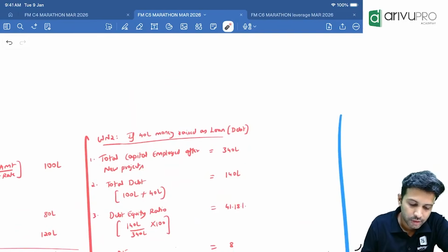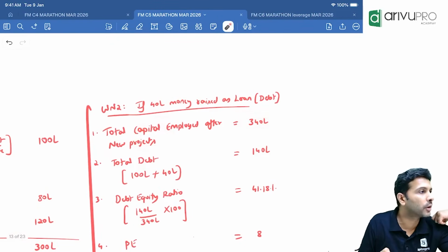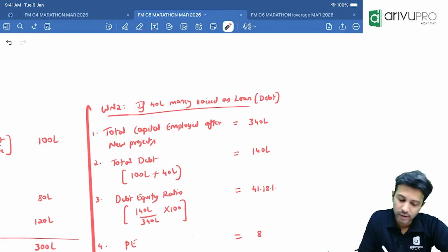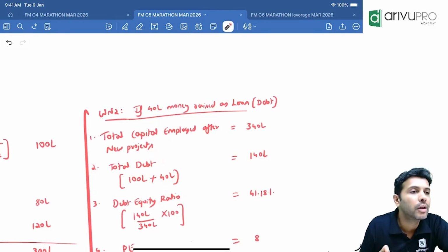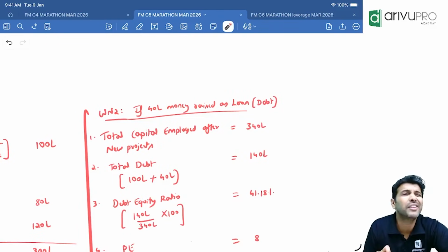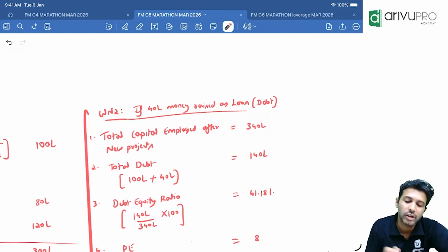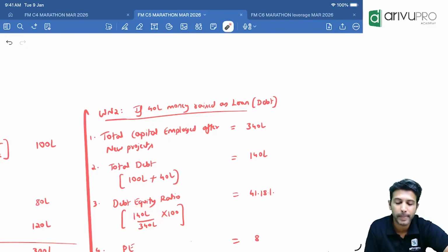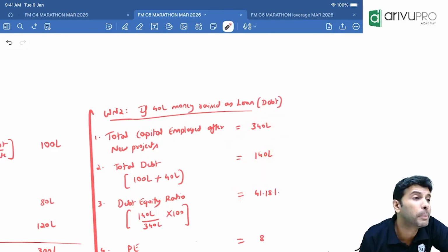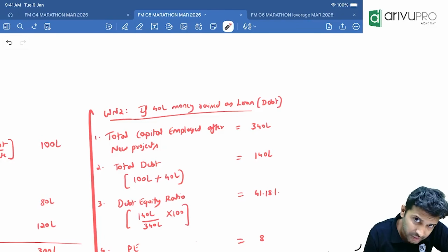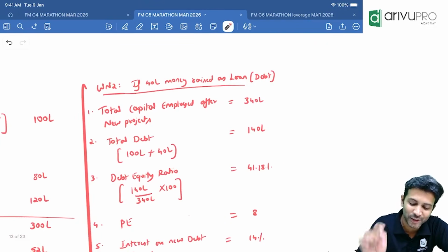See, I've written here. What is the total capital employed after the new project? Just now we wrote 340 lakh. What is the total debt? We already have 100 lakh. Now 40 lakh we have borrowed more, means now the debt will become 140 lakh. So what is debt's weightage? Out of 340 lakh, 140 lakh is through debt. So calculate debt divided by debt plus equity. 140 lakh divided by 340 lakh, which is 41%. Okay, no issues, let's not fight over decimals.